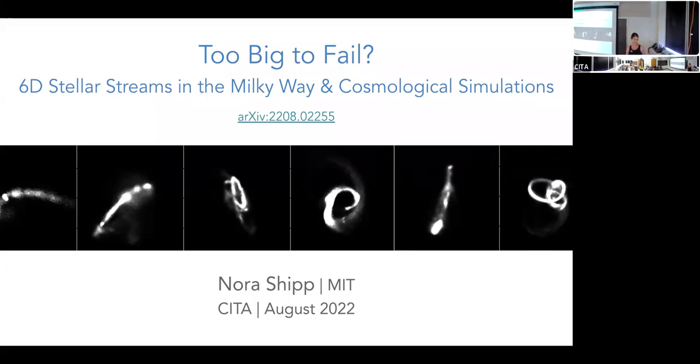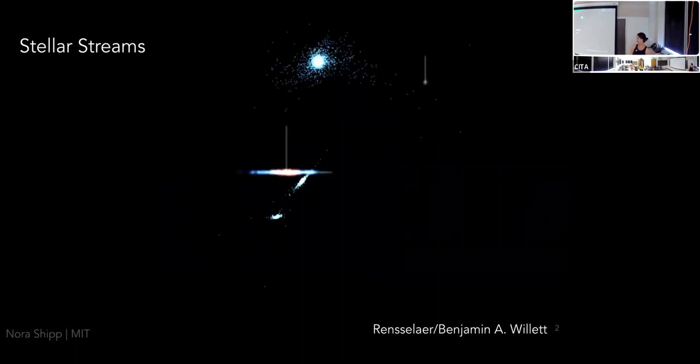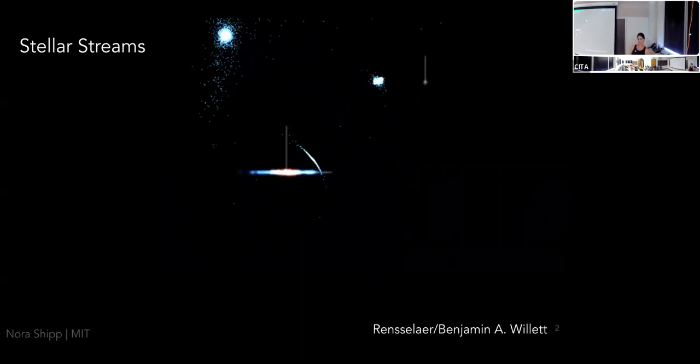And then for the second half of the talk, I'll mostly focus on this recent paper that I put on the arXiv just a couple weeks ago, comparing this population of Milky Way streams to streams in cosmological simulations. So in particular, I will both ask and answer the question, is there a too big to fail problem in stellar streams?